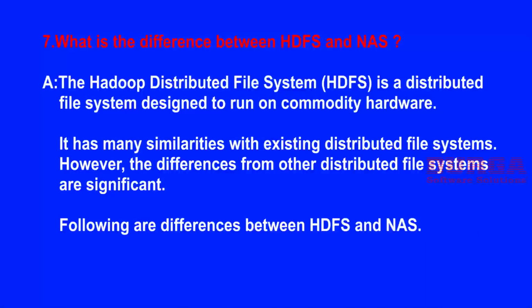What is the difference between HDFS and NAS? The Hadoop Distributed File System is a distributed file system designed to run on commodity hardware. It has many similarities with existing distributed file systems. However, the differences from other distributed file systems are significant. Following are the differences between HDFS and NAS.